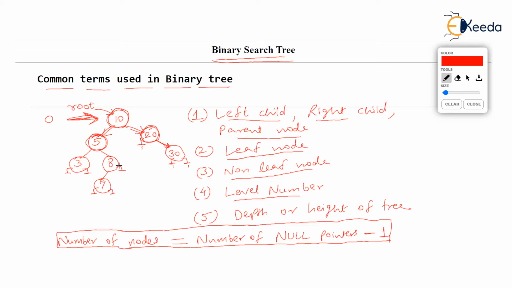Then immediate children of this topmost node, that is 5 and 20, are at level 1. And grandchildren of root are at level 2. Grandchildren are 3, 8, and 30. These 3, 8, and 30 are grandchildren of 10. And grandchildren of 10, that is root, are at level 3. This way, the level numbering goes on increasing.